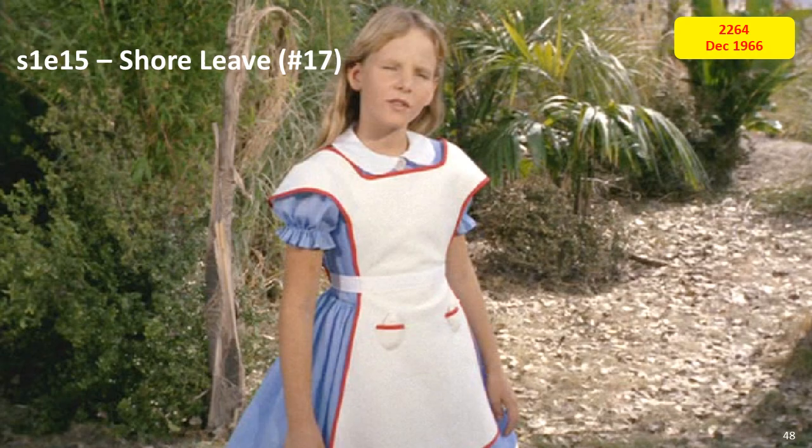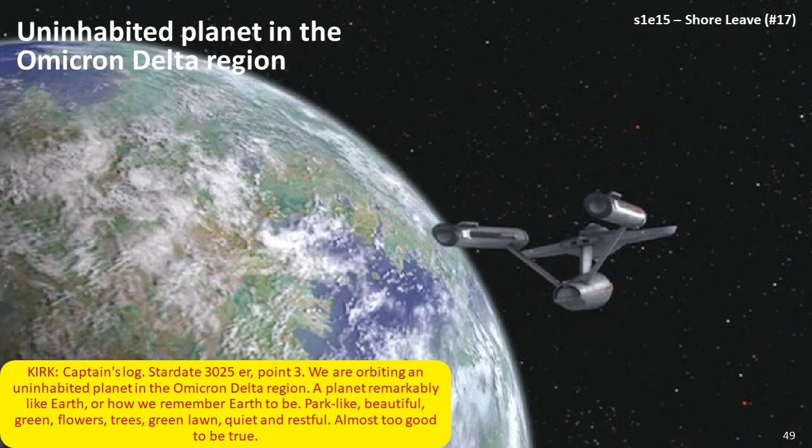Shore Leave is the 15th episode of the first season. It was the 17th episode produced. In this episode, the Enterprise finds an Earth-like uninhabited planet in the Omicron Delta region. The series often uses "region" for "system", so I'm assuming this is a system with a star in the centre and planets orbiting it.